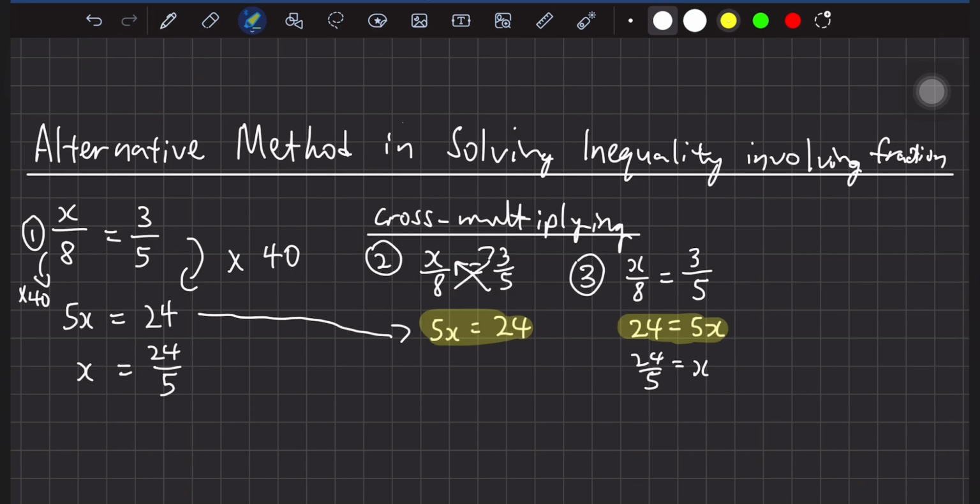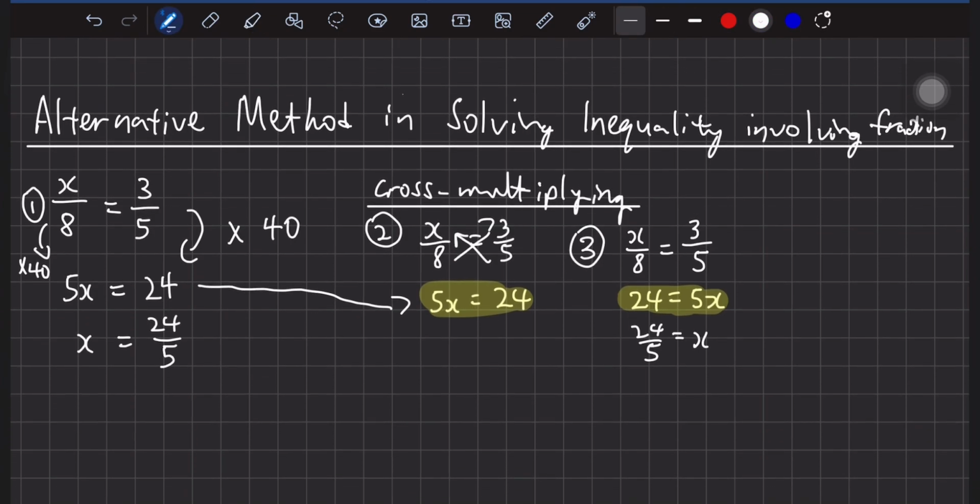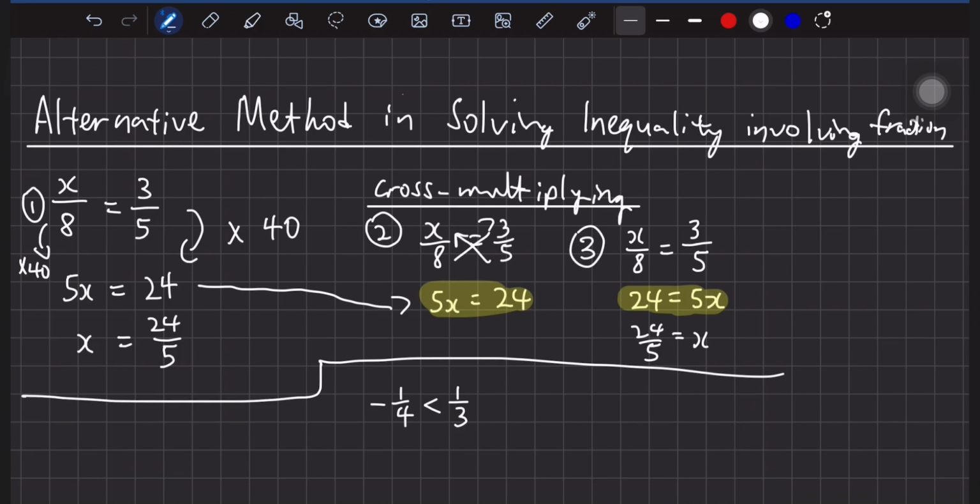But when it comes to inequality, we have to be very mindful. Why? Take a look. For example, now we have this. I give a simple inequality, maybe negative 1/4 is less than 1/3. It depends on how we cross multiply, if you want to use cross multiplication, because if we just multiply by 12 for this inequality I've just written, it will not have any issues. But if we want to use cross multiplication, then we have to be very mindful.